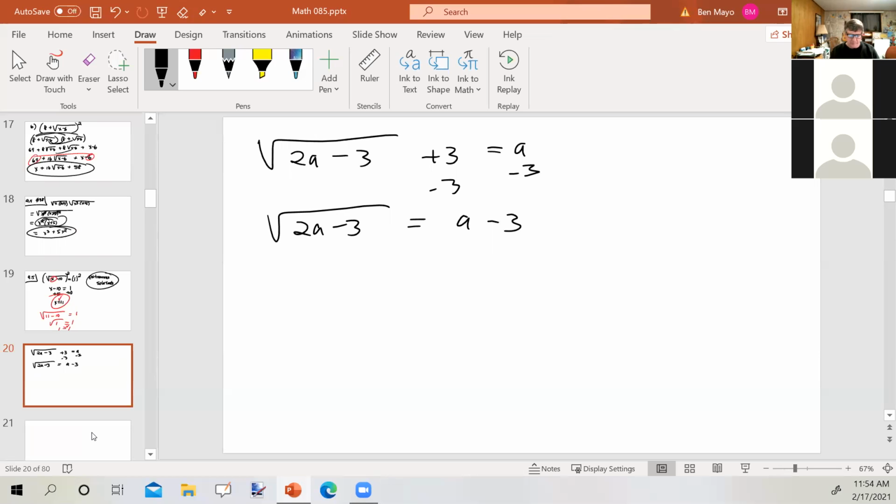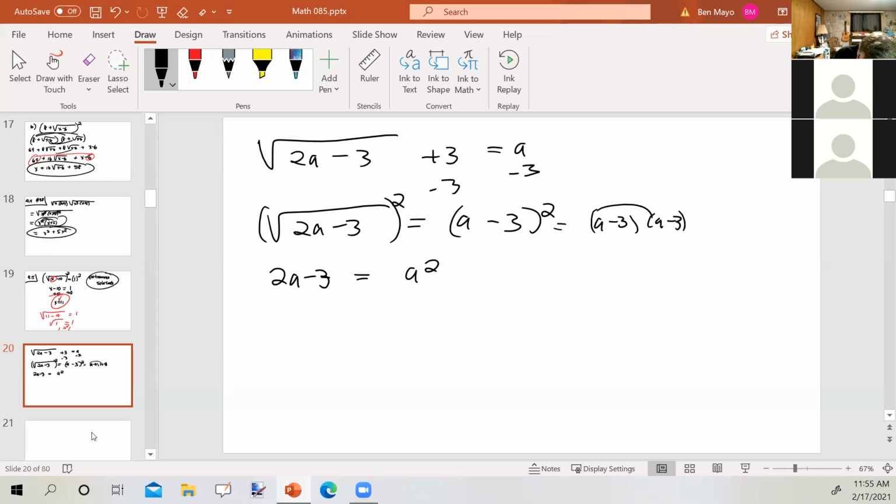I need to slow down here. Now, because we have a square root, we're going to square both sides. On the left side, I get 2a minus 3. On the right side, be careful, I don't get a squared plus 9 or whatever, because this would be a minus 3 times a minus 3, which if you FOIL it together would be a squared minus 3a minus 3a plus 9. Combining like terms on the right-hand side, I get 2a minus 3 equals a squared minus 6a plus 9. Any questions so far?